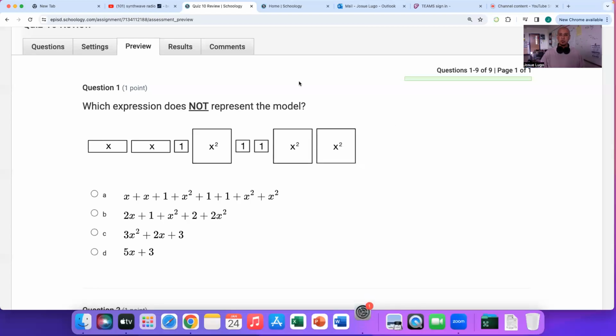All right, let's begin with this review. Ladies and gentlemen, let us look at question number 1, where the question asks, which expression does not represent this model? Well, what do we have here in this model?